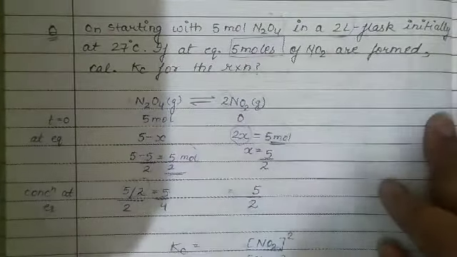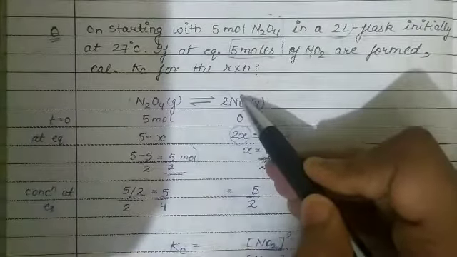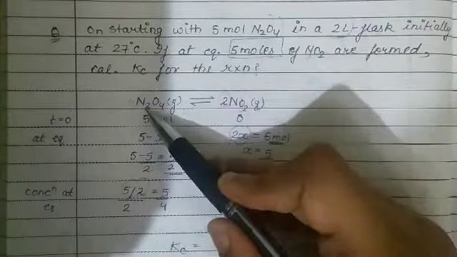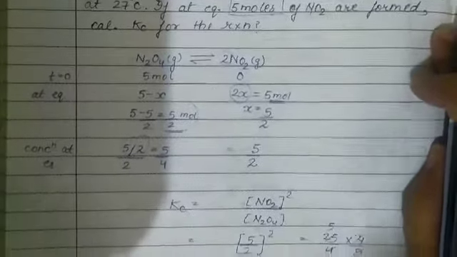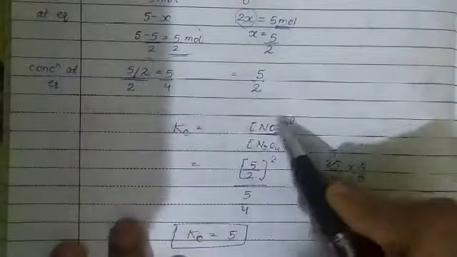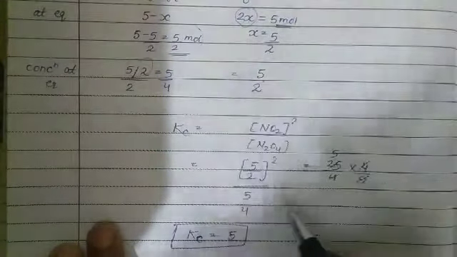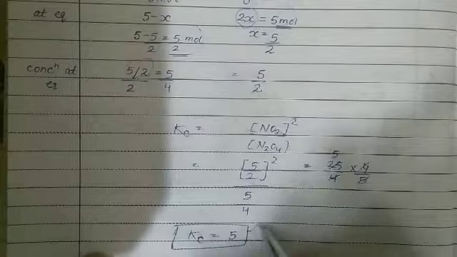Now we have to find the Kc for this reaction. As we know, Kc is concentration of NO2 square divided by concentration of N2O4. See now, so the value of Kc will be concentration of NO2 square upon concentration of N2O4. So on solving we get the value of Kc equal to 5.